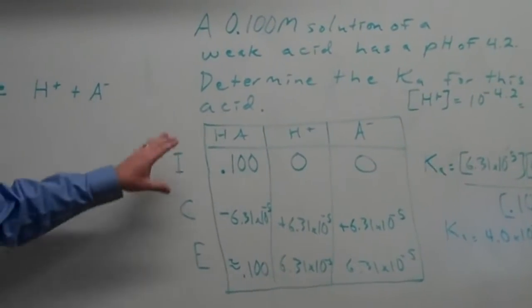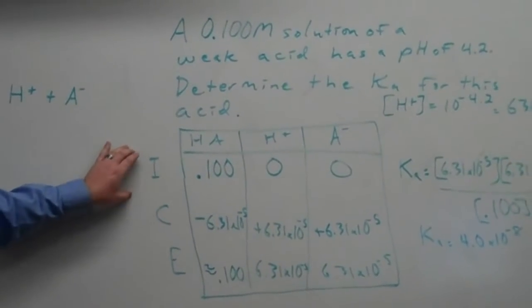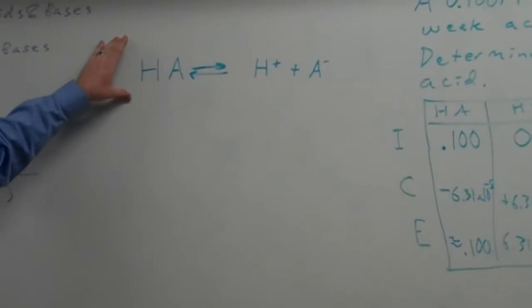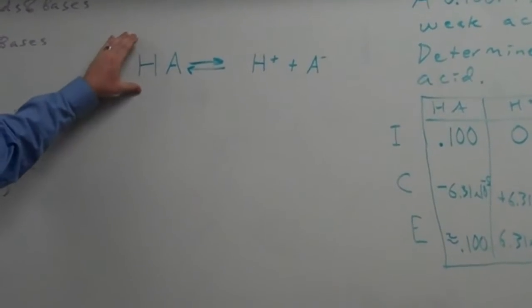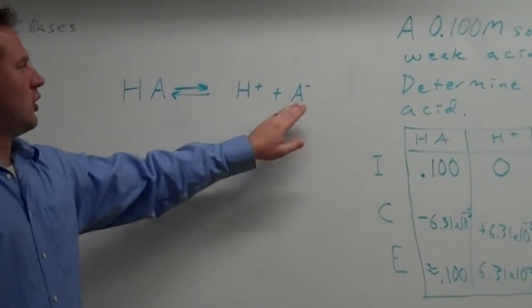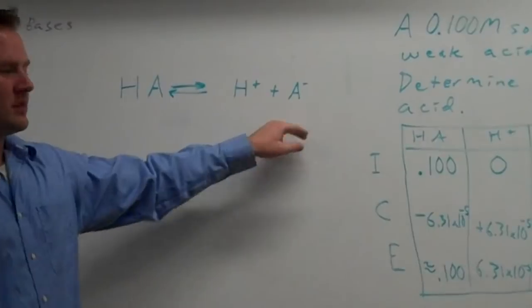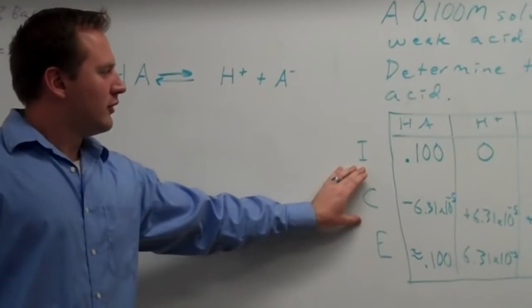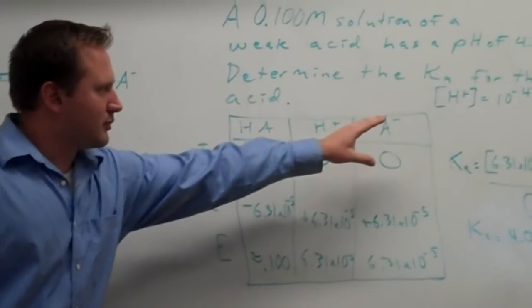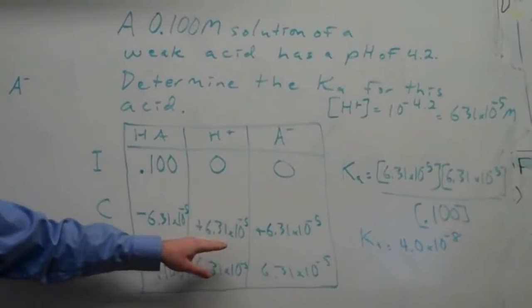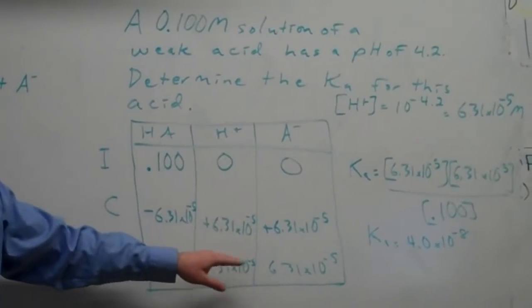Alright. So, when setting up an ICE chart, the I stands for the initial amount present in the solution. We're assuming that all of it starts as the weak acid, and none of it has yet dissociated into the hydronium ion or the conjugate base. Then it's going to undergo change as it reaches equilibrium. So, we know how much the H plus or hydronium ion concentration is going to get to, so it's pretty easy to calculate the change from 0 to that amount.